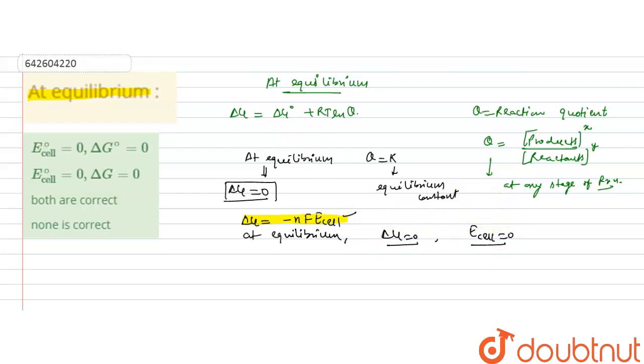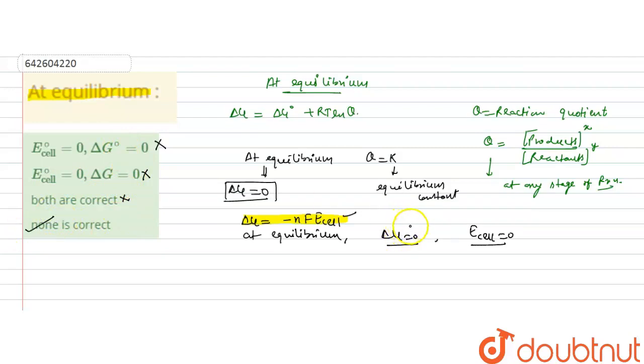So in the options, if we see, it is given E naught cell and delta G naught. These standard values are not equal to 0. In option B, E naught cell is equal to 0, which is incorrect, but delta G is 0 is correct, so the overall option is incorrect. And C says both are correct, which is also incorrect. So the correct option is none is correct.